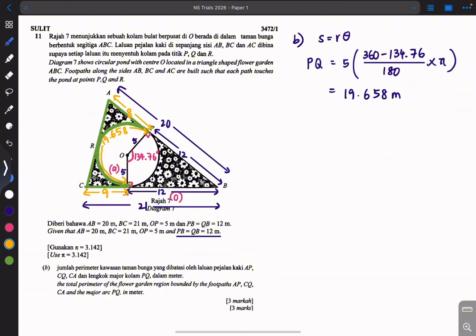Then lastly we just have AC to find. To find AC, what we can do is, we know R touches the circle. They already said here, each part touches the points at P, Q and R. If it touches the circle, this is a tangent point. That means this will be 90 degrees. So if this is 90 degrees, we can split this triangle in two. Here 90, here 90. So it's a symmetrical triangle. If this is 8 meters, this one is also 8 meters. So you can write here, this is 8.